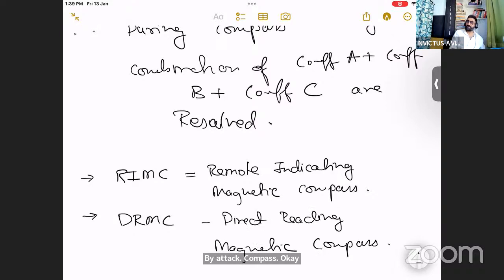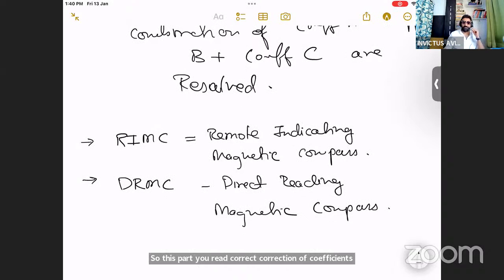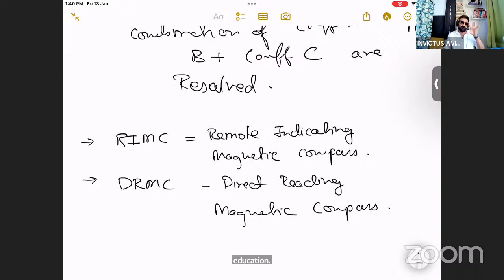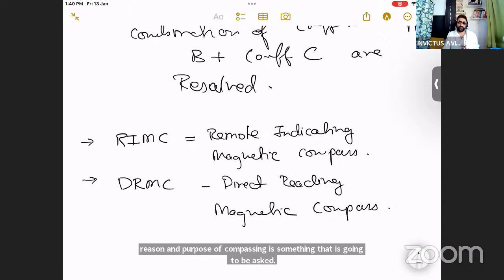So this part you read, correction of coefficients and definition of coefficient you read from the text. Whatever you understand, great. Other you can skip. You have done enough for your sake of CPL exams and education. First, master this. After that, you can go in depth about compass swinging and all. Just basic introduction and reason and purpose of compass swing is something that is going to be asked, and maybe description of coefficients to you so far.